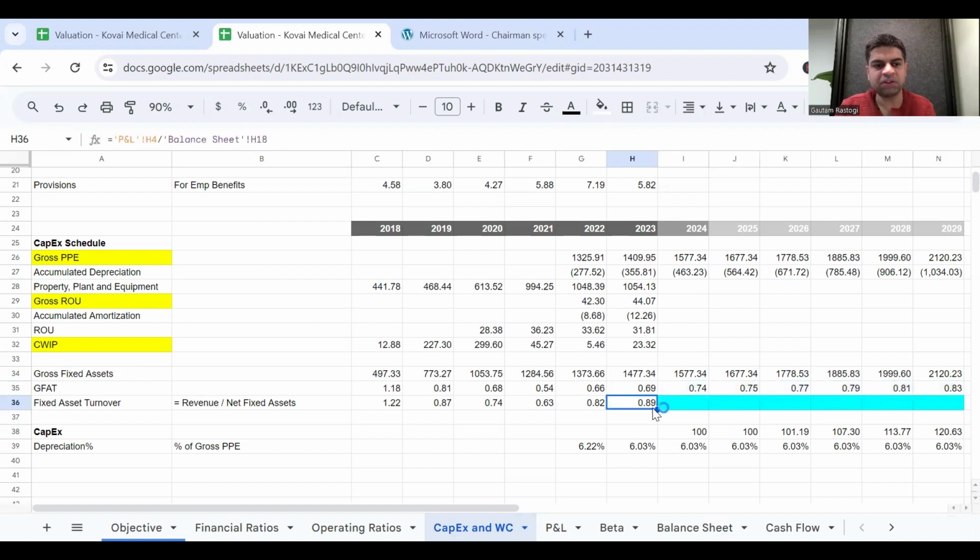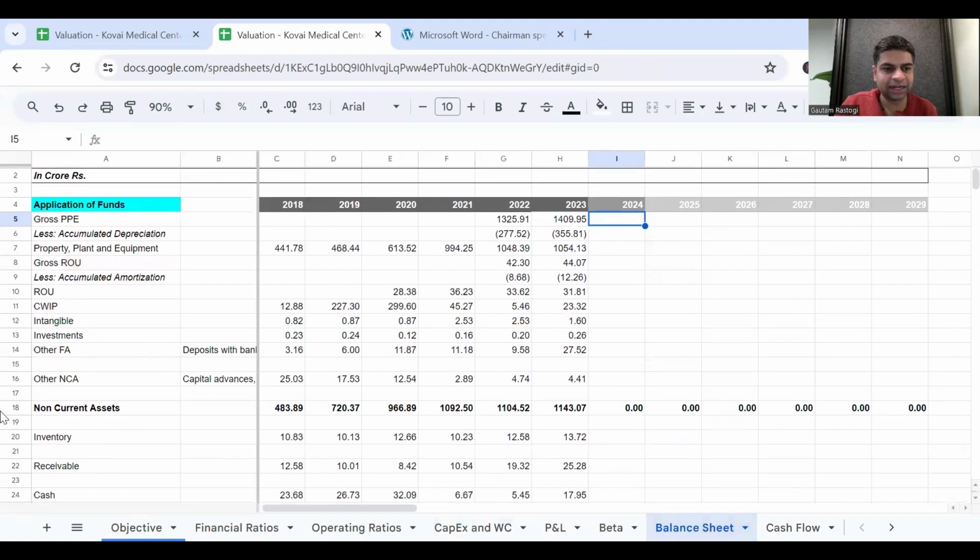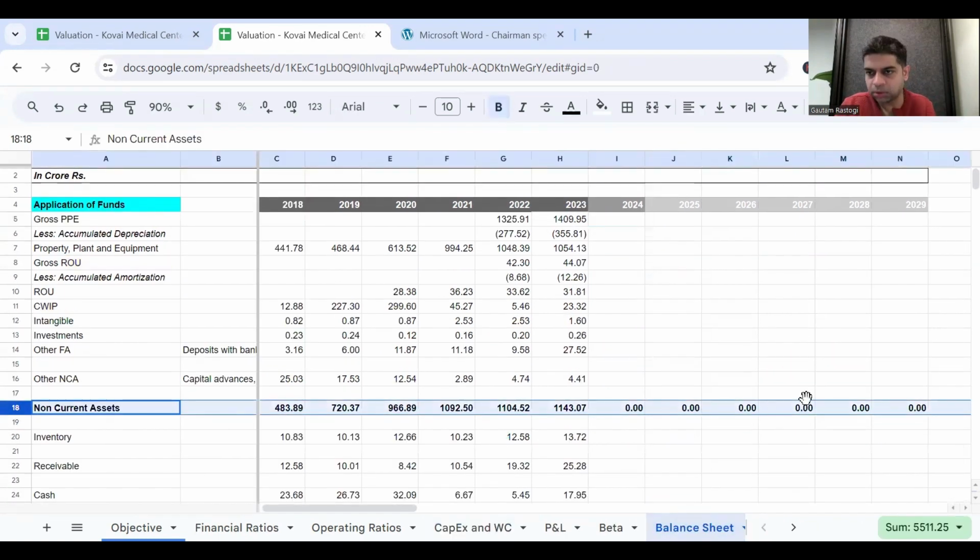Now let's do the same with the fixed asset turnover ratio as well. So you have revenue from operations divided by the fixed assets. Now we haven't built this, this is H18. So balance sheet H18 is this line item. First we need to build this out and then go back and check. So first let's do that.